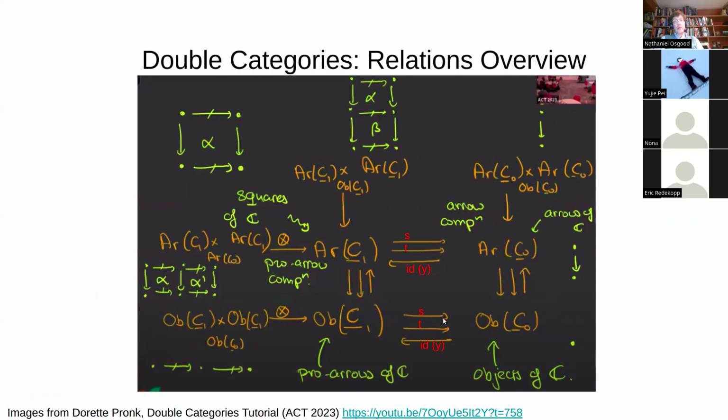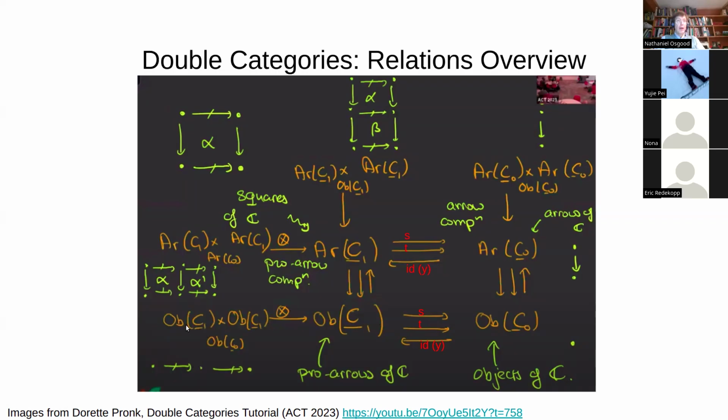What's an object in C0? An object. So they're end to end joined by the same object. The target of this one is the same as the source of that one. So like a pullback or sort of target-source. Then you get an object in C1. What's an object in C1? A pro arrow. This is a functor that puts those together.